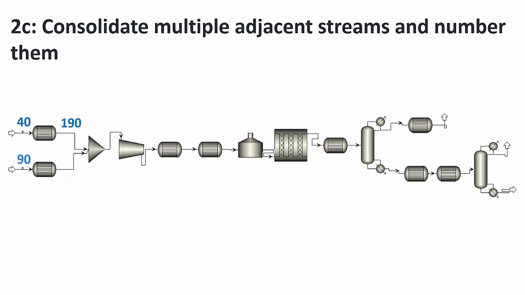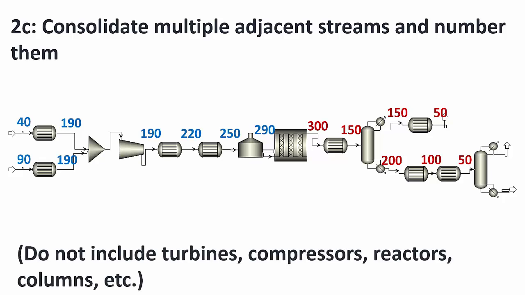The next step is to consolidate multiple adjacent streams and number them. So I have labeled all of these streams in blue if they are cold streams and in red if they are hot streams. And it's important when you're consolidating multiple adjacent streams and numbering them that you don't include turbines, compressors, reactors, distillation columns, condensers, reboilers. The only thing you are including are heat exchangers and furnaces.